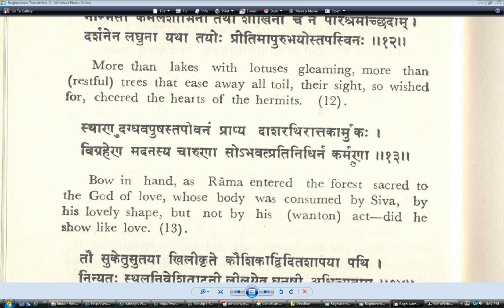Okay. So yeah, bow in hand. That in hand is Atta, taken up, Karmuka is the bow. So it's qualifying Rama. So bow in hand, Atta Karmuka, as Ramaha enters. So Ramaha is what? What do you think, Venkat? Which one can we use for Ramaha? Dasharathi. Dasharathi is Ramaha. And then entered the forest.